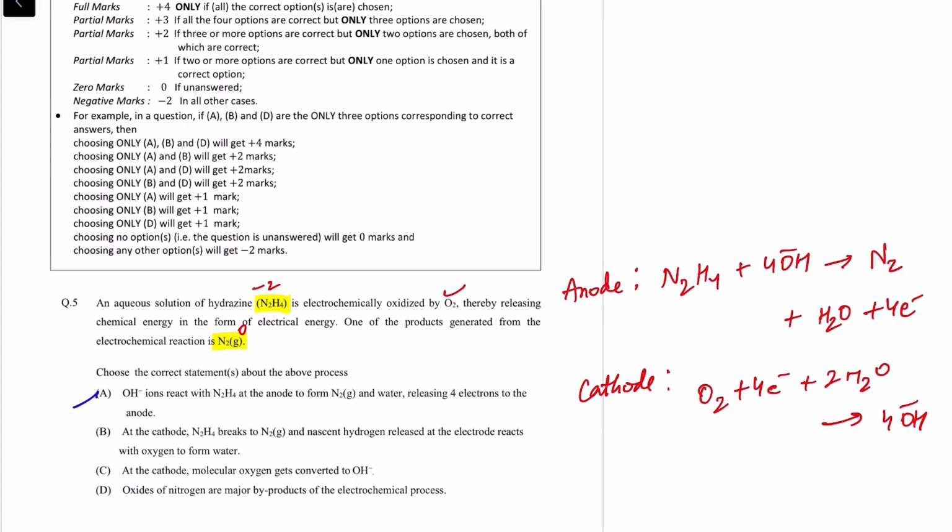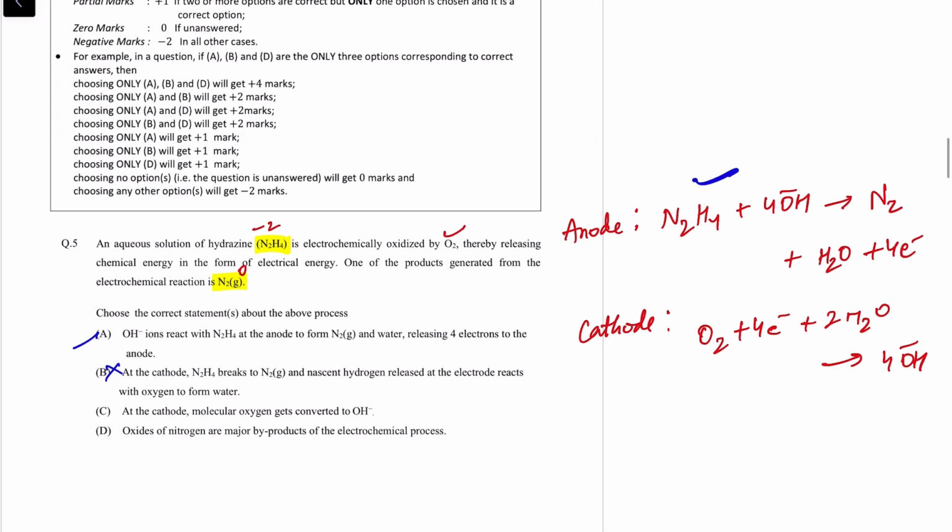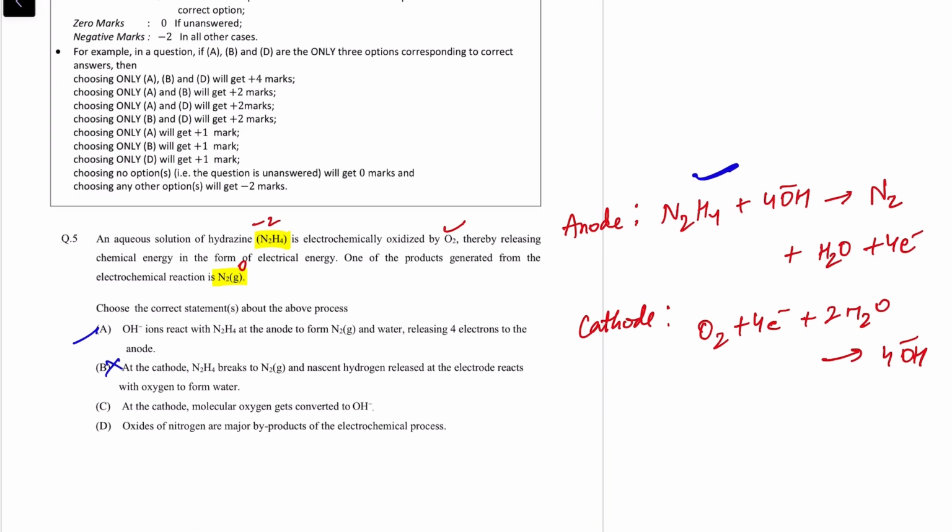OH minus ions react with hydrazine at the anode to form nitrogen and water, releasing 4 electrons to the anode. At the cathode, N2H4 breaks to N2. Incorrect, because a cathode is by definition an electrode at which reduction occurs, but we have seen N2H4 undergoes oxidation, not reduction. At the cathode, molecular oxygen gets converted to OH minus. Yes, molecular oxygen changes its oxidation state from 0 to -2, and undergoes reduction.